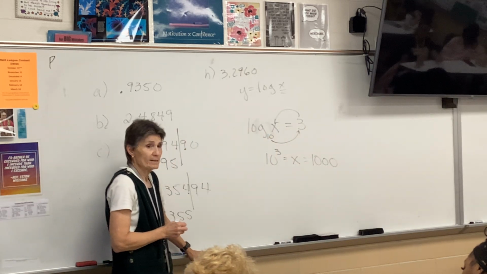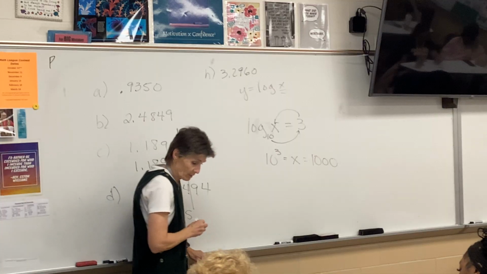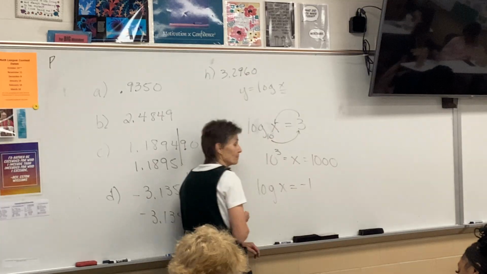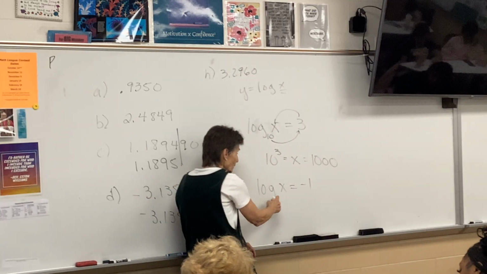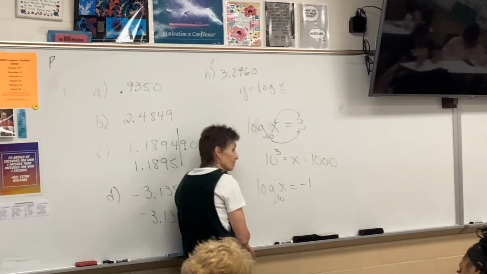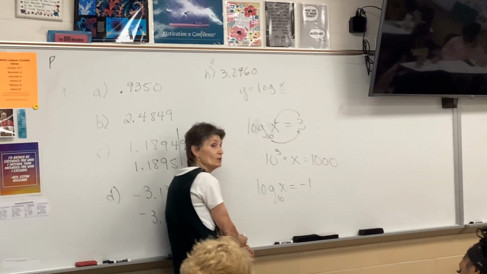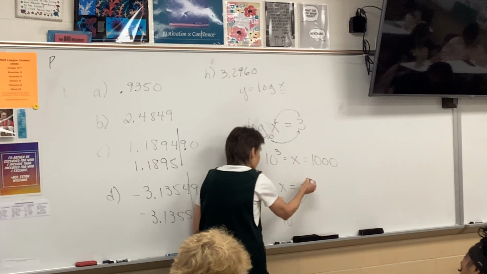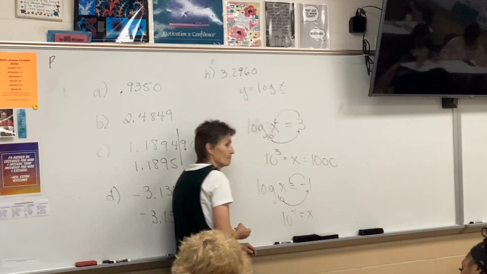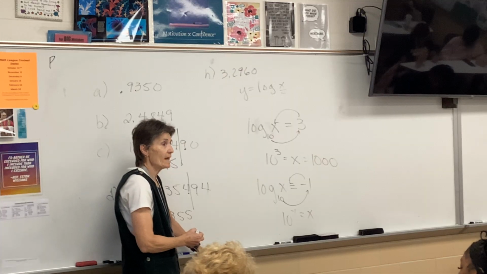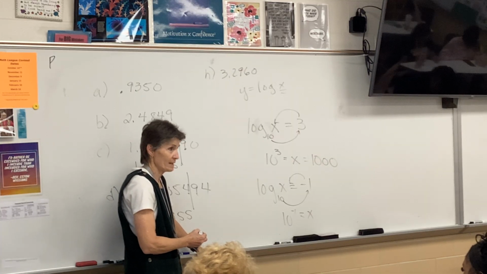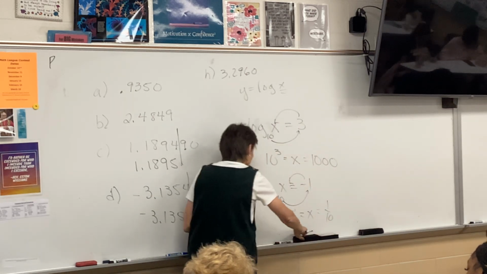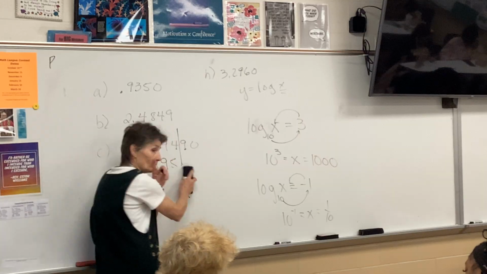See how easy that is? Log x equals -1. What's missing right here? 10. So loop-de-loop it. 10 to the negative first equals x. What does 10 to the negative first mean? 1 over 10. And that's your answer. Somebody said that over here right away. Good job.